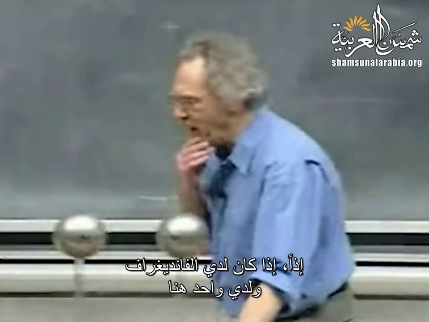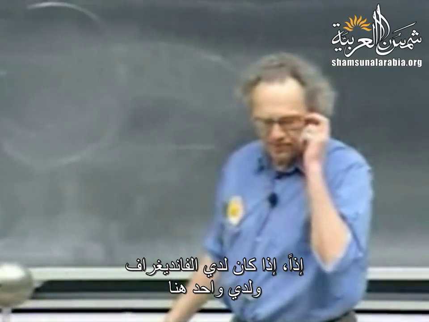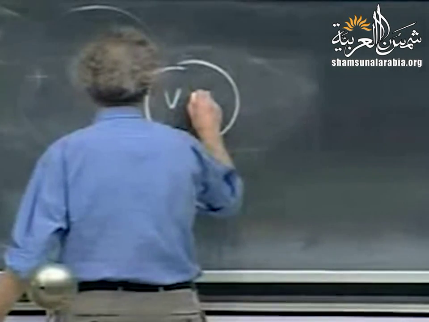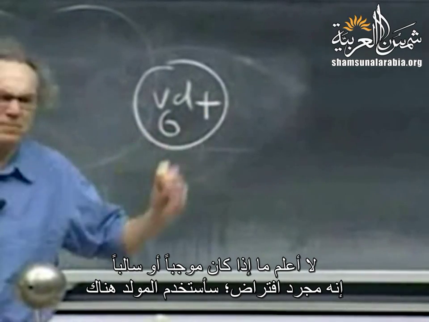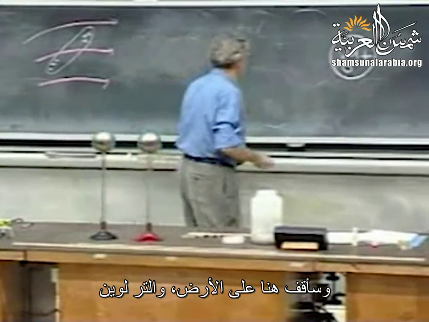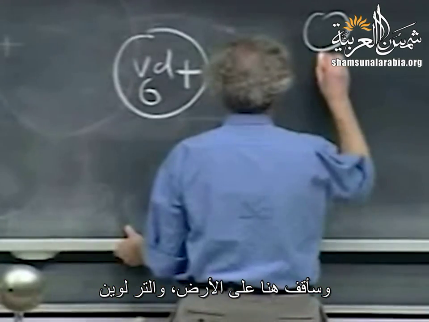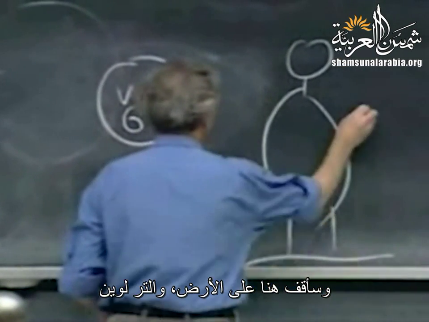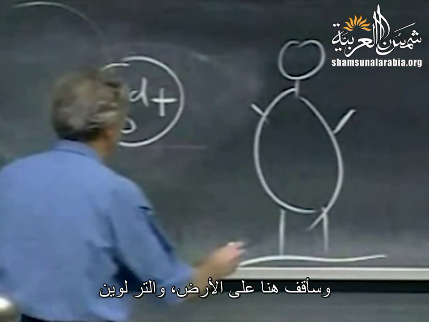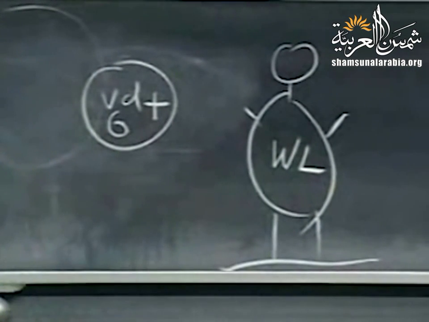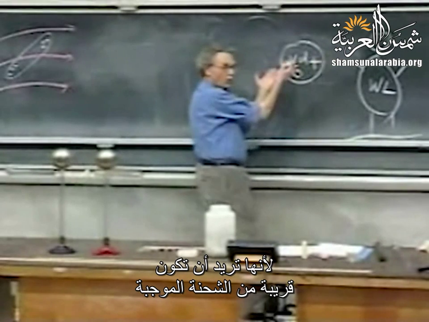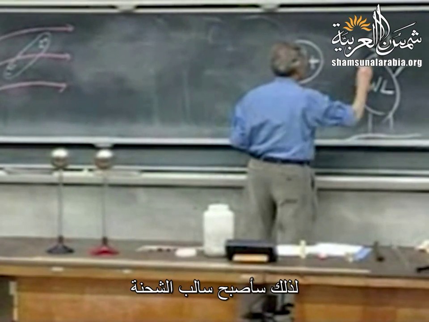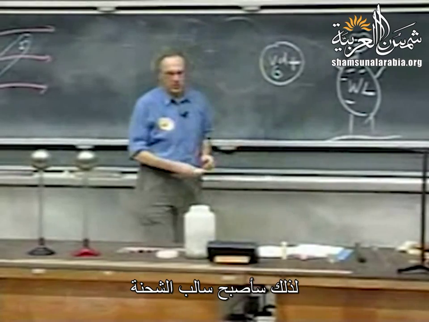If I have the Van de Graaff here, and let's suppose the Van de Graaff is positive. I don't know whether it's positive or negative. Let's suppose it's going to use the one over there. And I'm going to stand here on the ground, Walter Lewin. What is going to happen with me? Through induction, the electrons are being sucked out of the Earth and coming up because they want to go close to the positive charge. So I will become negatively charged.